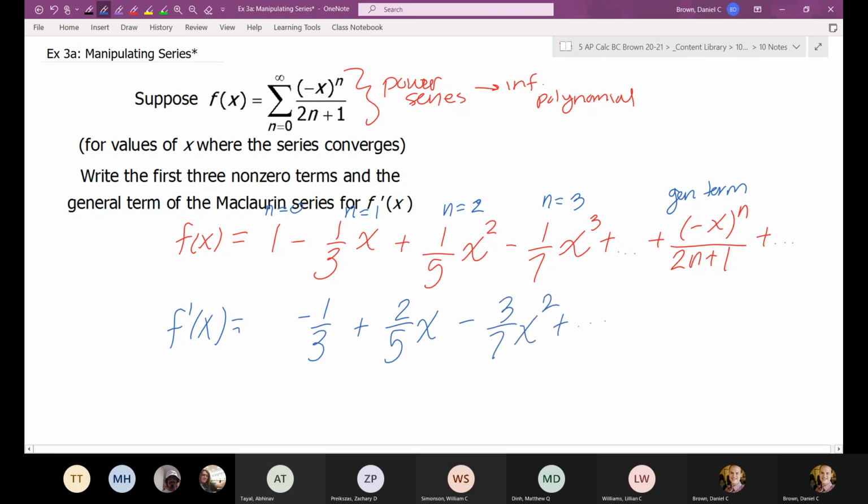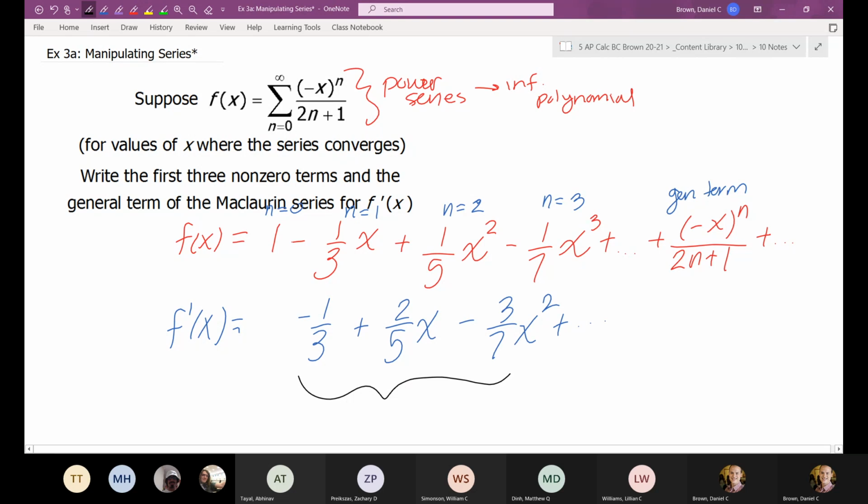That's going to continue forever. That's also why I wrote down the first 4 terms. I knew that first one was going to go to 0. So I've answered the first part of the question. What are the first 3 non-zero terms? Well, there are the first 3 non-zero terms of the derivative.